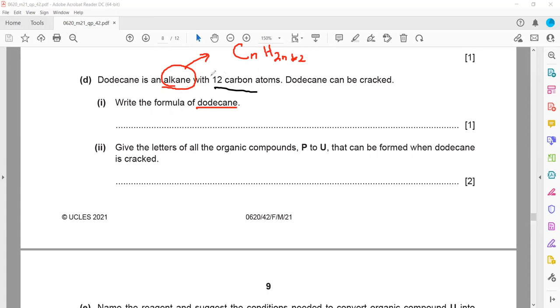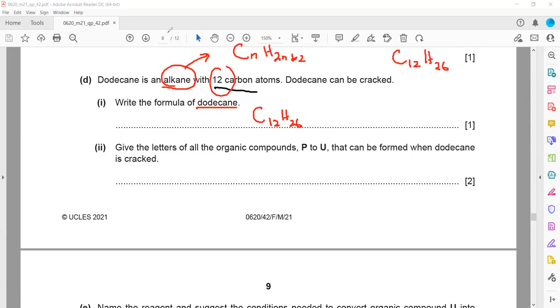So dodecane means 12 carbon atoms, so the value of n is 12. When I substitute here, if C12, H will be 12 multiplied by 2 is 24, and 24 plus 2 will make 26. So the formula of dodecane will be C12H26. And how did I work it out? By using the general formula for alkanes, because they mention it is an alkane, so it should follow the general formula.